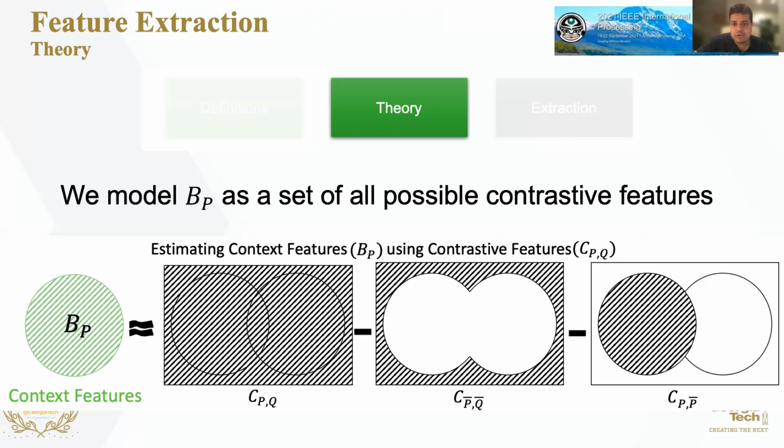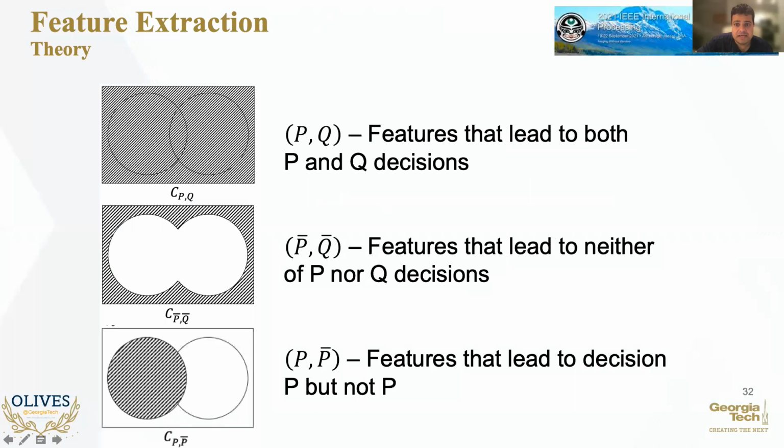Notice the P and Q as they vary in the subscript within the contrastive explanation C. We'll essentially use them as contrast labels. B_P is approximated as shown in the diagram. We'll first describe each of the 3 Venn diagrams on the right-hand side. The first one is all sets of possible features in the image. These are features that lead to both decisions P and Q from earlier. The second one is features that lead to neither of the 2 decisions. We can consider them as auxiliary context features that are not important for increasing the probability of either P or Q. The last is features that are causal but are resolved incorrectly.